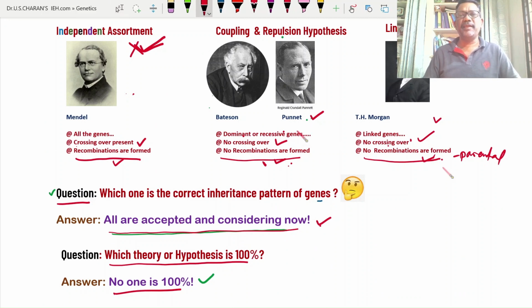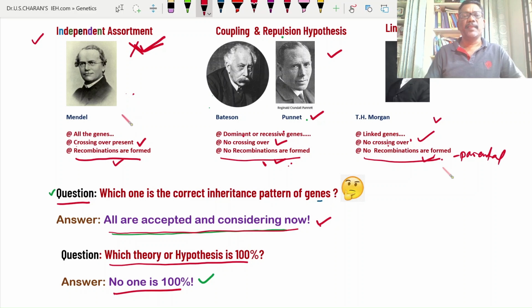So the coupling and repulsion hypothesis also contains some genetic recombinations, and linkage also forms new types of genotypes in the next generation. Why was this proposed, this coupling and repulsion hypothesis that Bateson and Punnett proposed? Why is the linkage framed? Because from the experiments of different scientists, they chose the majority of the population. So the majority of the population contains different inheritance patterns. By taking those conclusions, these theories were formed.